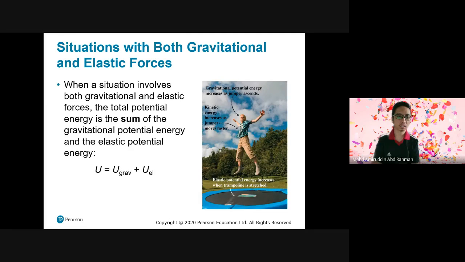In this situation, when the boy is playing on the trampoline, we have two potential energies involved. One is elastic potential energy and another one is gravitational potential energy. So the sum of the potential energy is the summation of both of them. Why? You notice that when you jump on the ground compared to when you jump on the trampoline, on the trampoline you will have bigger potential energy.